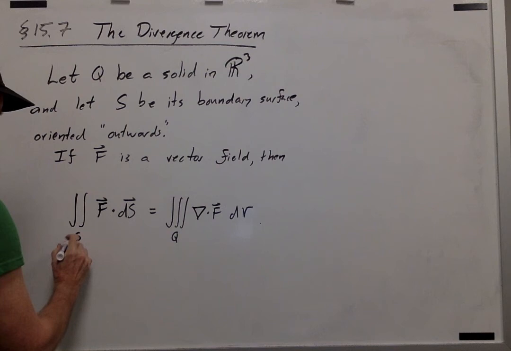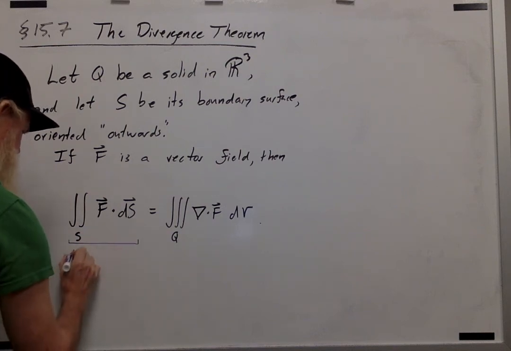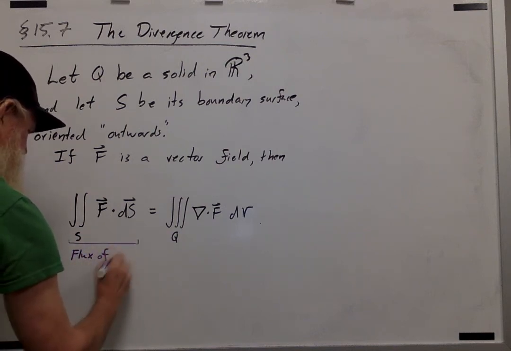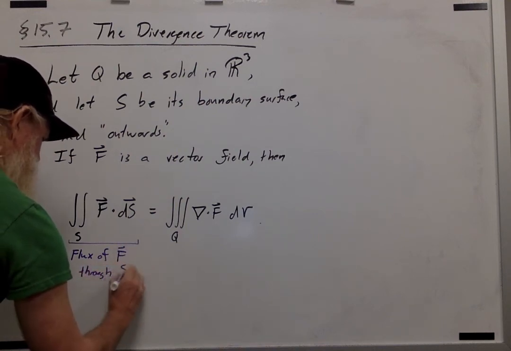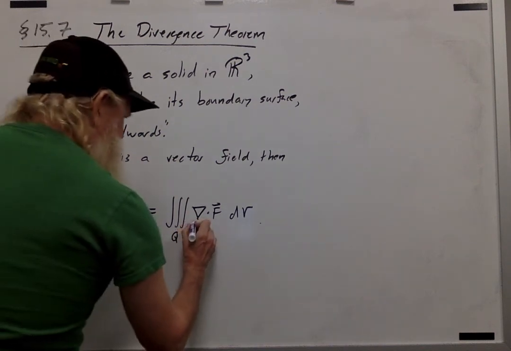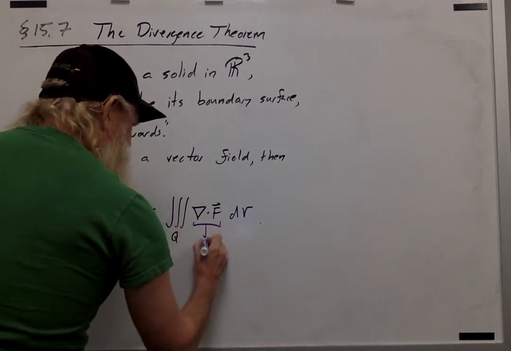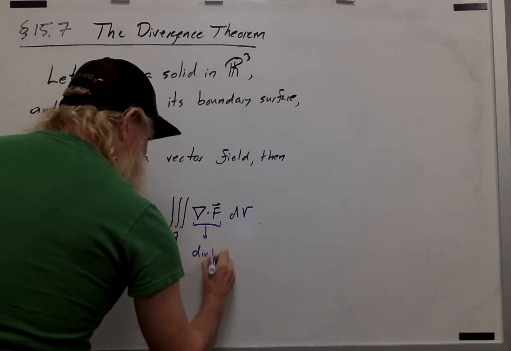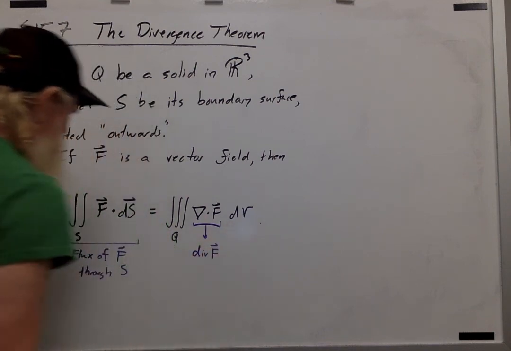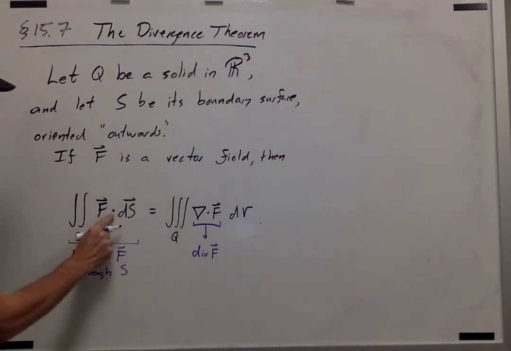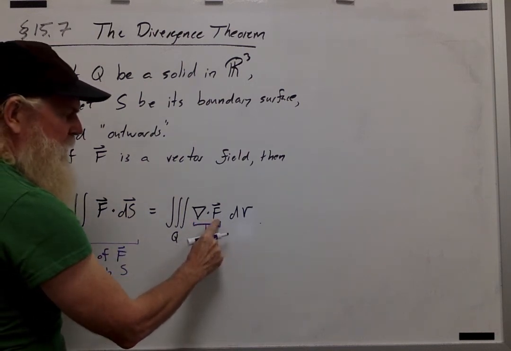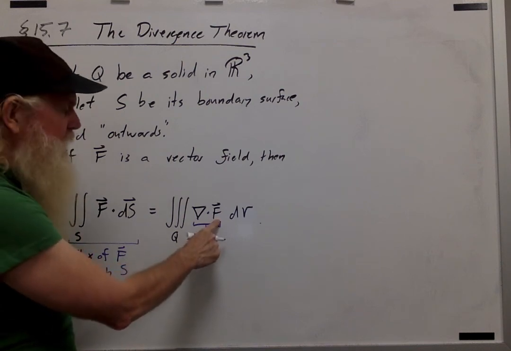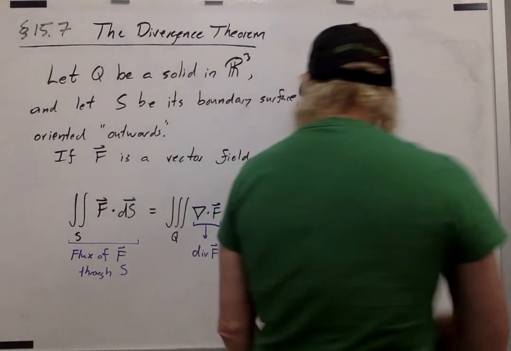So remember, we've interpreted this as being the flux of the vector field F through the surface S. And I'll remind you that this quantity here is also written as div F. Since F is a vector field, we have to be dotting it with vector dS for the left side to make sense. On the right side, remember that if you take the divergence of a vector field, you get a function, not a vector field. And we're going to integrate that function with respect to V.